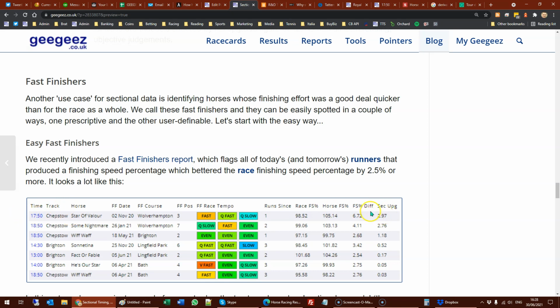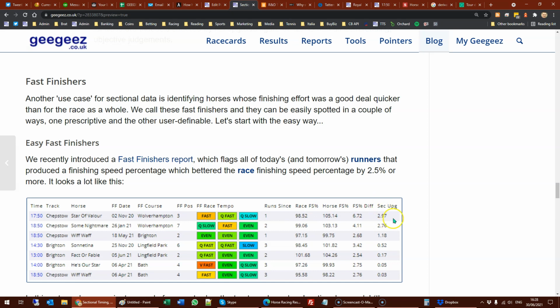We can see that I've sorted these by sectional upgrade. There were no big sectional upgrades yesterday. And I always set the report to show me only performances that are within 3 runs of today's effort. So you can see these are 1, 2 and 3 here, and you might see some zeros here as well. So in this case, these were the horses that displayed. Now, Star of Valor went on to win his race at 3-1. Some Nightmare won his race at 5-1, which is obviously a very convenient example.